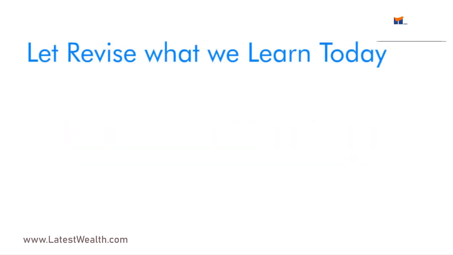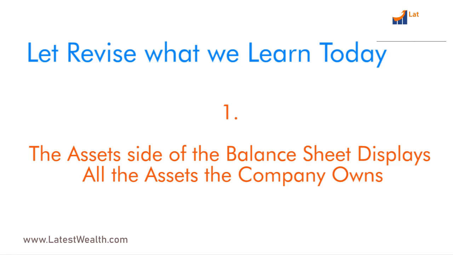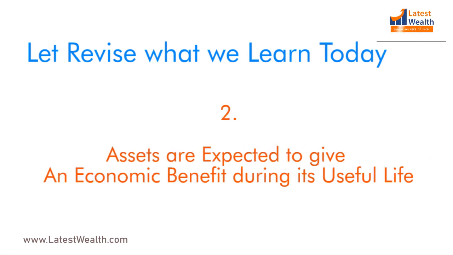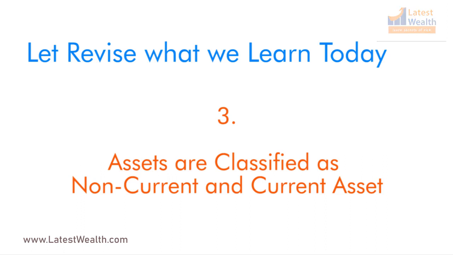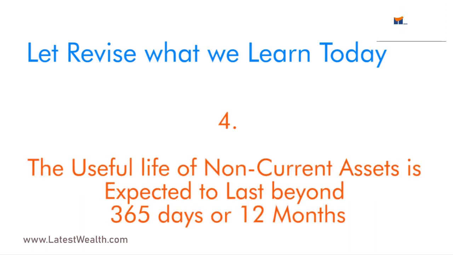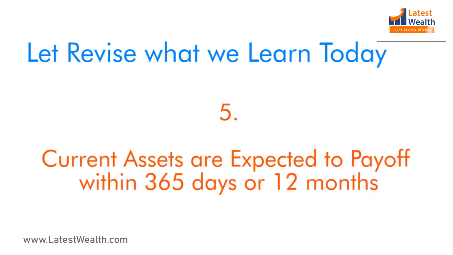Let us revise what we learned today. One, the asset side of the balance sheet displays all the assets the company owns. Two, the assets are expected to give economic benefit during the useful life. Three, assets are classified as non-current and current assets. Four, the useful life of a non-current asset is expected to last beyond 365 days or 12 months. Five, current assets are expected to pay off within 365 days or 12 months.